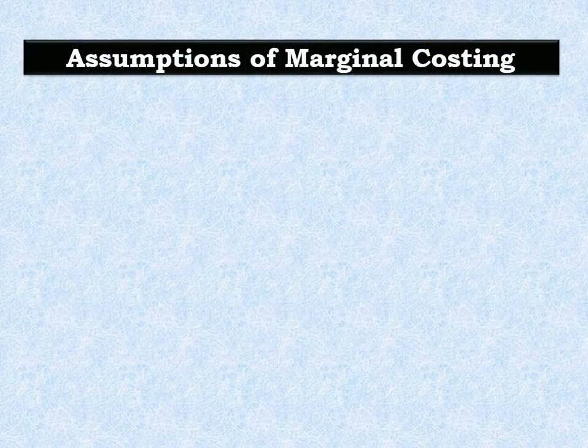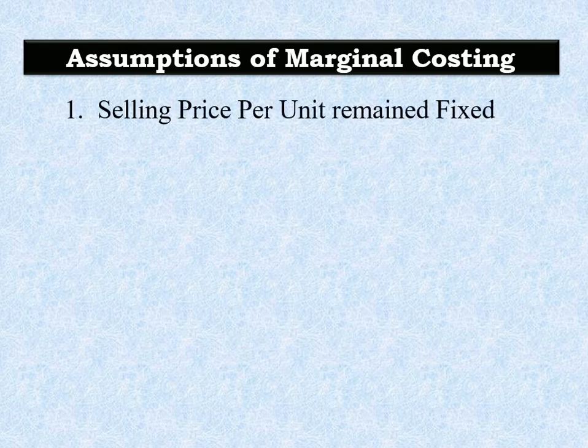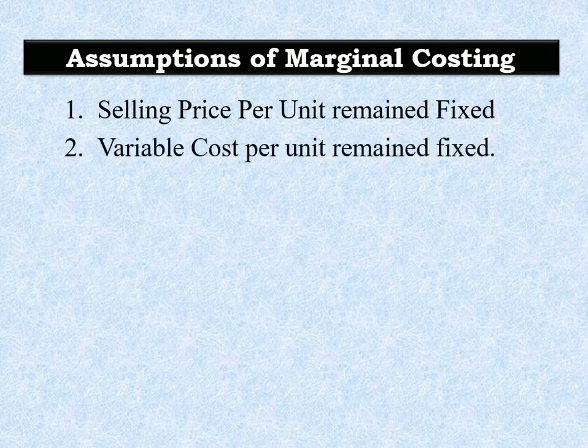Let us consider the assumptions of marginal costing. Without considering the assumptions, it will be difficult to learn the formulas and other concepts here. Marginal costing assumptions are many, and I have considered some of the very important ones. First, we will always have to remember that the sale price per unit always remains fixed in marginal costing. Second, as we have already learned, variable cost per unit always remains fixed. Remember the term here is per unit. Selling price also, per unit, always remains fixed.